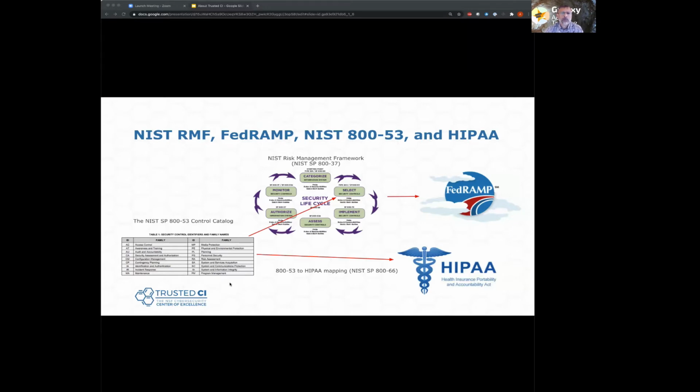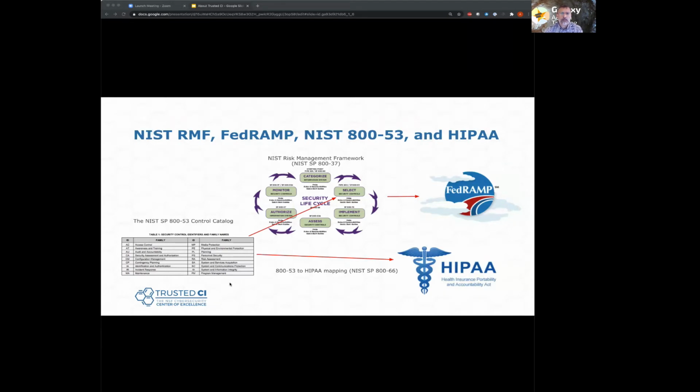I mentioned the word FISMA. FISMA is a regulation that each government agency has to comply with. What the regulation asks is for the agency to put in place a NIST risk management framework using the 800-53 controls.